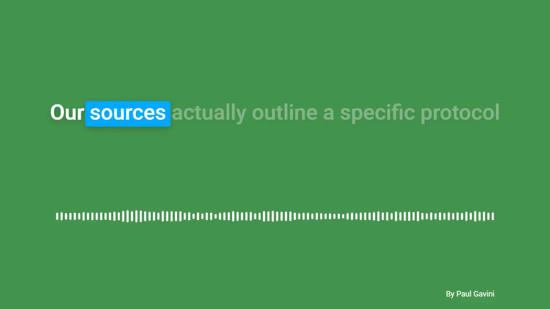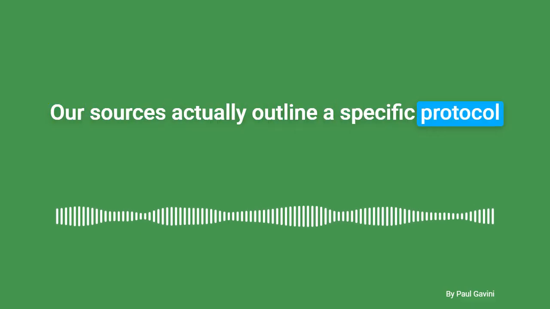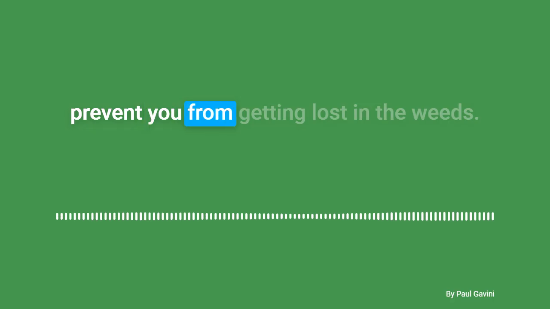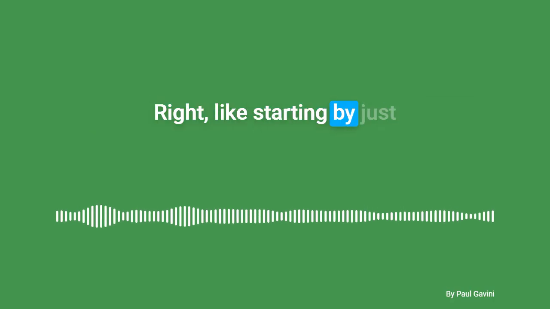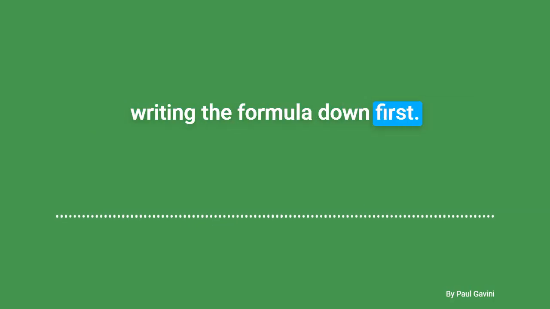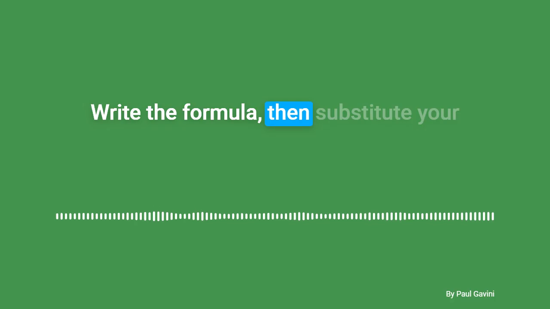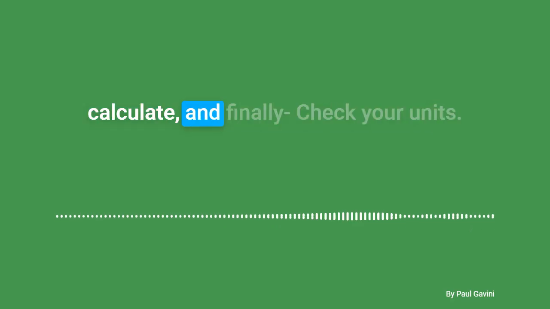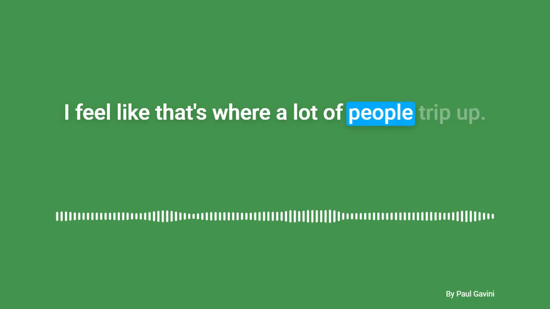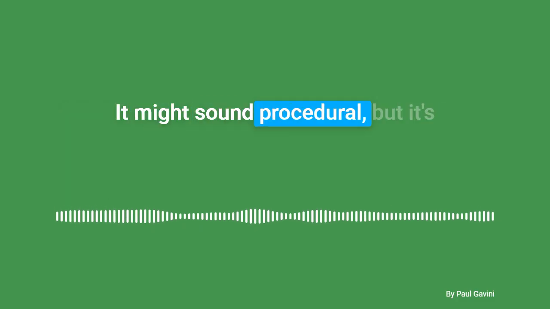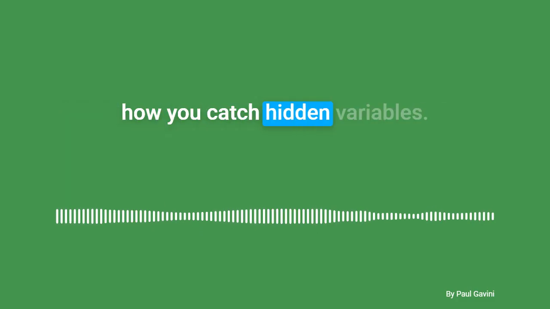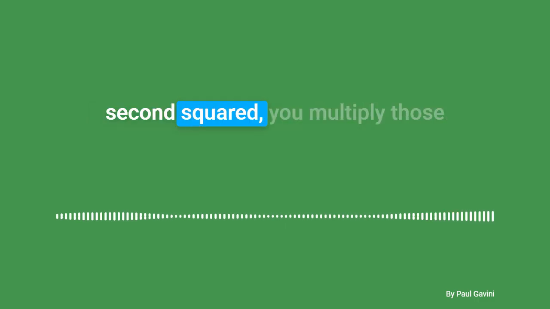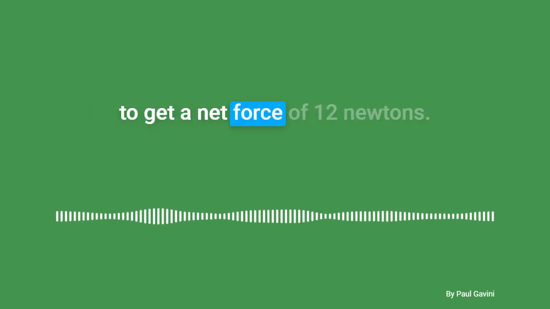It is. Our sources actually outline a specific protocol for calculations, which really helps prevent you from getting lost in the weeds. Right, like starting by just writing the formula down first. Exactly. Write the formula, then substitute your known values, rearrange if you need to, calculate, and finally, check your units. I feel like that's where a lot of people trip up. Oh, absolutely. It might sound procedural, but it's how you catch hidden variables. Like if you have a 4 kilogram object accelerating at 3 meters per second squared, you multiply those to get a net force of 12 newtons.